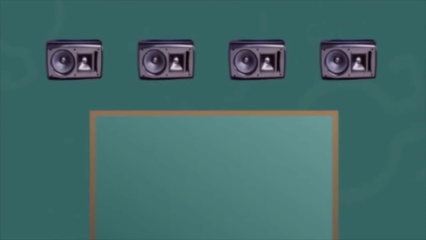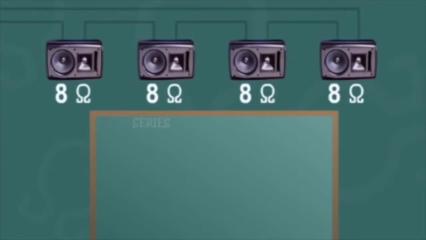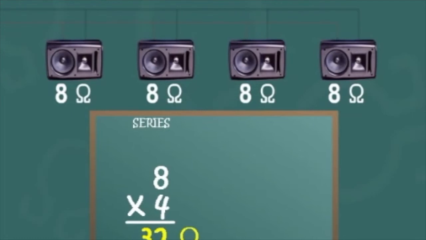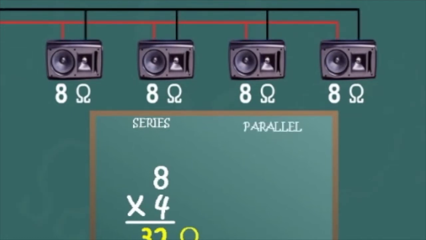For example, if 4 8-ohm speakers are connected in series, the total impedance load would be 32 ohms. 8 times 4 is 32. If instead they are connected in parallel, the total impedance load would be 2 ohms. 8 divided by 4 is 2.